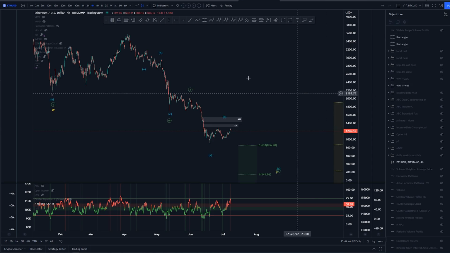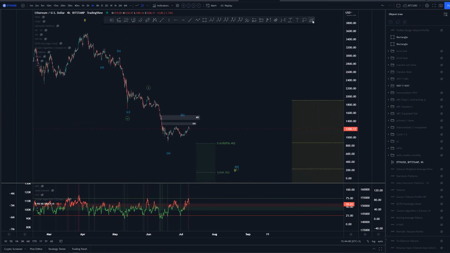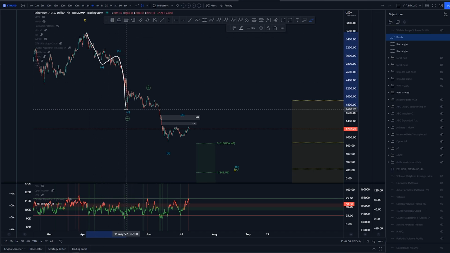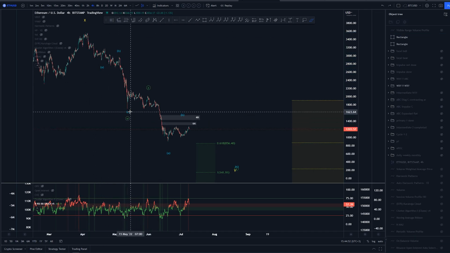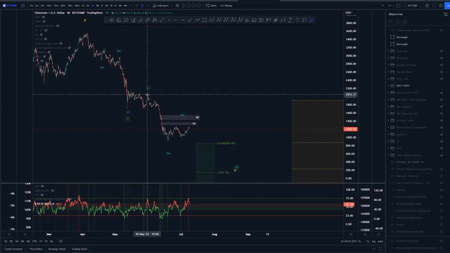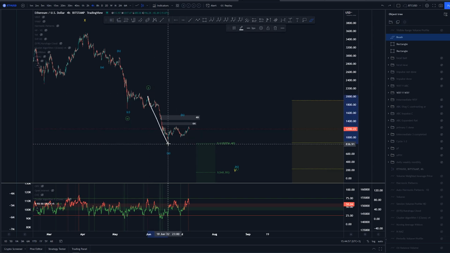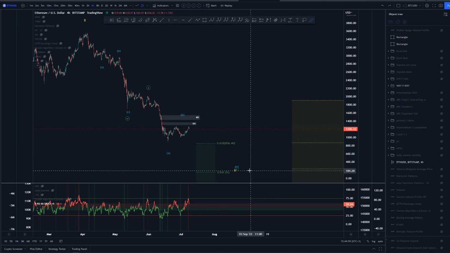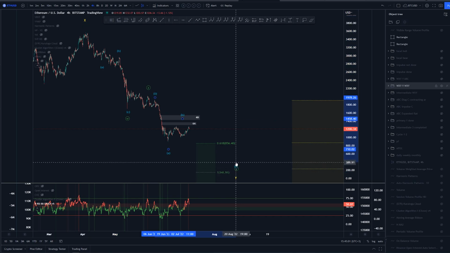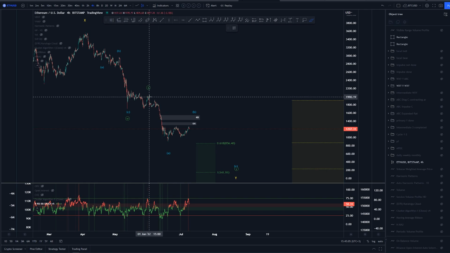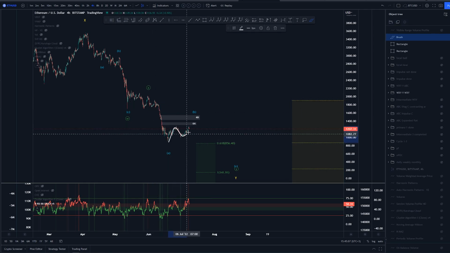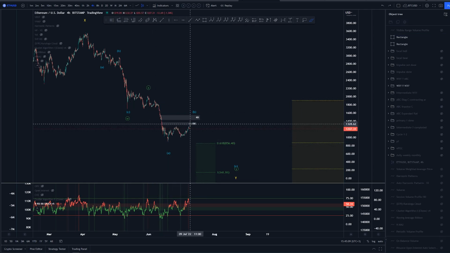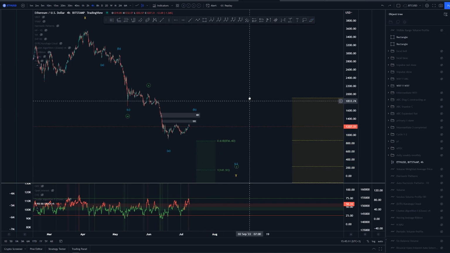For this one we have two different ones. Overall saying that we have a B and C getting into a W, then three-wave structure into X, and then again looking for that three-wave structure into the wave Y here. At this point it looks pretty good as a five-wave structure here into the wave A, then a three-wave structure here coming back up into the wave B, and then wave C.